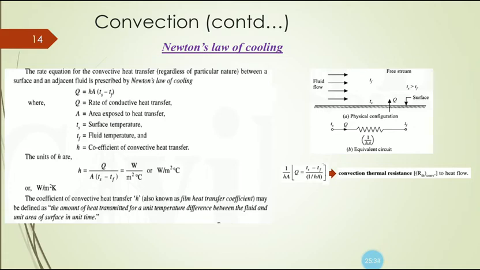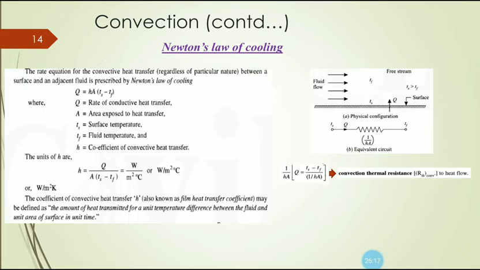So what I have said earlier, that the rate equation in case of convection is known as the Newton's law of cooling. So what is this Newton's law of cooling? The rate equation for the convective heat transfer between a surface and an adjacent fluid is known as the Newton's law of cooling. So the mathematical representation is Q equals hA(Ts minus Tf), the temperature difference. Q is the rate of convective heat transfer, capital A is the area exposed to heat transfer, Ts is the surface temperature, Tf is the fluid temperature, and small h is the coefficient of convective heat transfer.